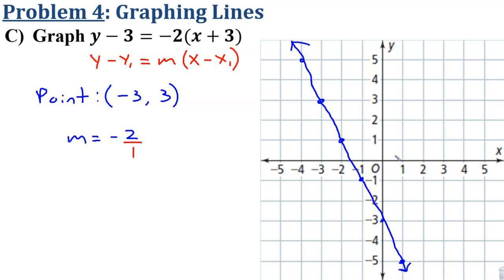All right, there's my best line, and there's the equation of that line. Okay, there's also a part D. Once again, why don't you take a minute, practice graphing in point slope form. So pause the video, and again, check your answer before you move on.